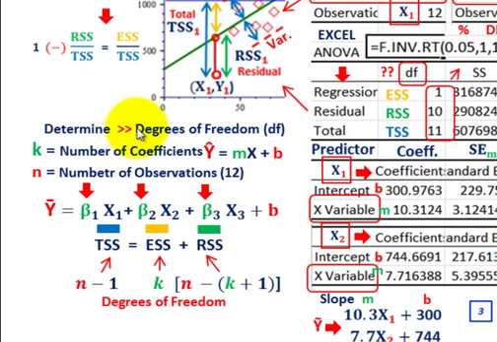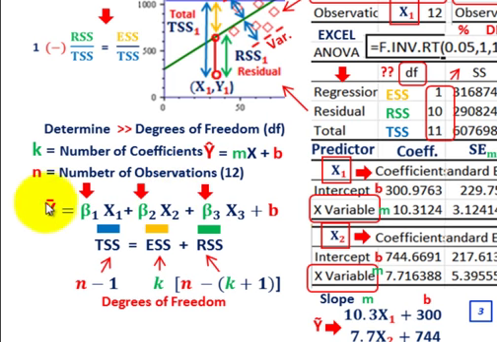First, you want to determine the degrees of freedom. Really what we're talking about is the linear regression equation, with slope times your x independent variable and the y-intercept b. So k equals our number of degrees of freedom, and n equals the number of observations. In this case, we've got 12.